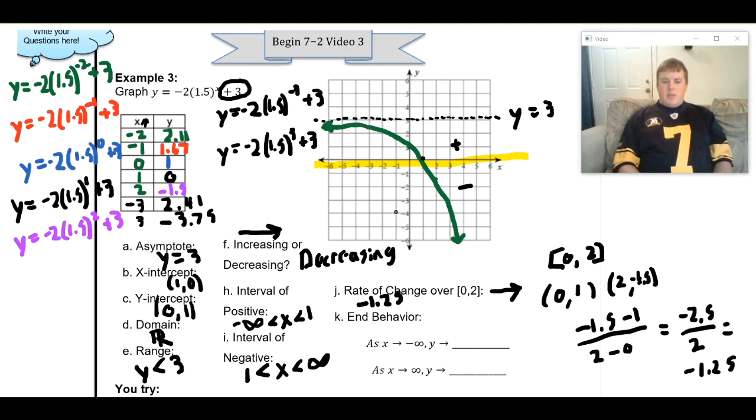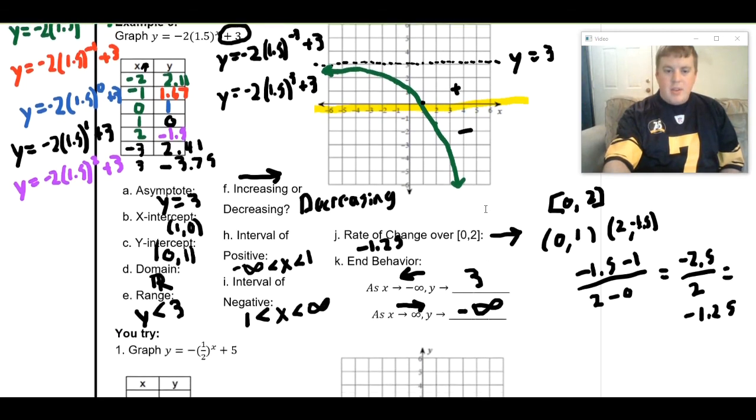And that leaves us with just our end behavior now. So as x moves towards negative infinity, that's to the left, we are approaching our asymptote, so our y would be 3. And then as x approaches infinity, as it moves to the right, it is going to be going down forever, so that is going to be negative infinity.